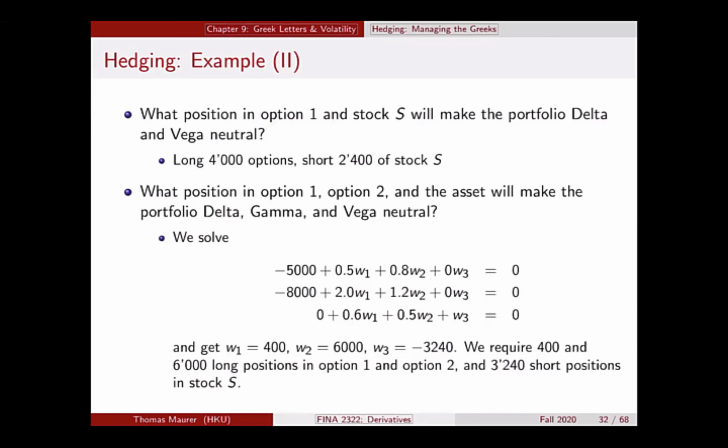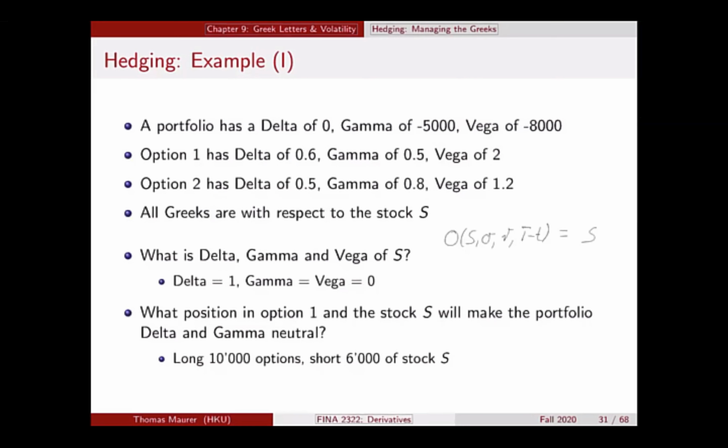What positions do I need to take in option number 1 and my underlying asset S if I want to make the new portfolio delta and Vega neutral? So going back over here, we do basically the same thing. We said our current portfolio has a Vega of minus 8,000. Adding stocks to that will not affect the Vega, but adding options to that portfolio will change my Vega. And how many options do I need to add to the portfolio? Well, if I add 4,000 options, 4,000 times 2 gives me a change in Vega of 8,000. That offsets my current negative Vega of minus 8,000.